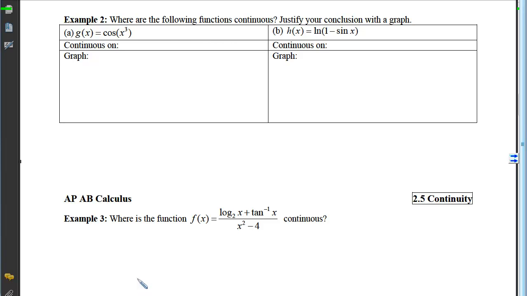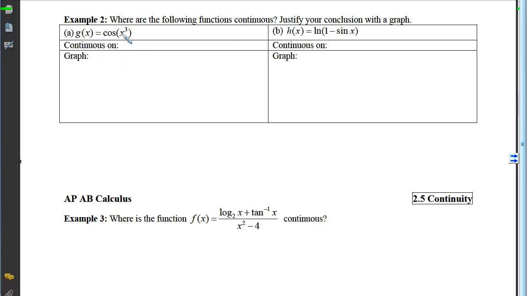So based on that relationship, we can now look at examples 2 and 3. Example 2 says, where are the following functions continuous? And we want to justify the conclusion with a graph. So these functions will be continuous on their domains because I'm just composing other continuous functions together. So that means as long as this is defined, I won't have any problems with my continuity.